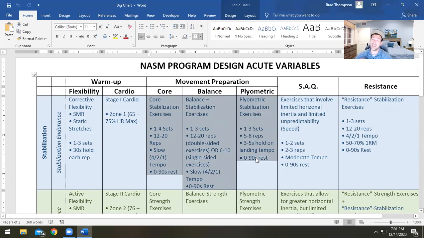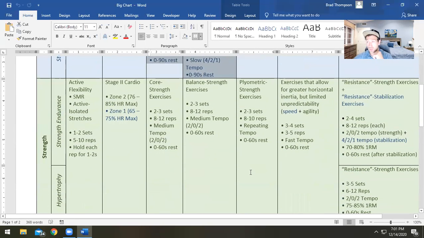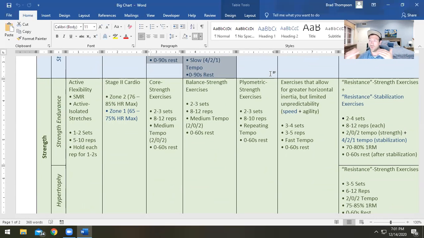Now, if we raise that intensity a little bit, we go into the strength version. We just talked all about resisting movement. Now let's talk about creating lots of movement. So we've got our core strength exercises, moving the core through a full range of motion. We've got balance strength exercises, moving the balance leg through a full range of motion. Plyometric strength exercises, moving through a full range of motion with those plyometrics at a repeating tempo.